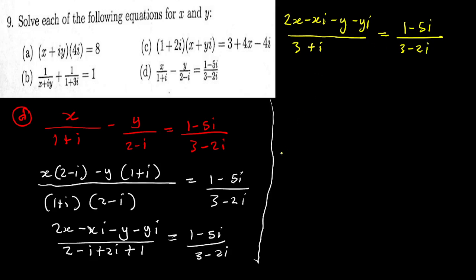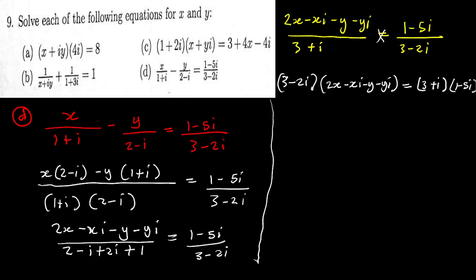At this point, guys, I'm going to solve them just like fractions, but I taught another way you can do it, but this one is the fastest. So you're going to cross multiply, so you're going to say 3 open bracket minus 2i close bracket multiplied by (2x minus xi minus y minus yi) close bracket is equal to (3 plus i) close bracket, then (1 minus 5i). Okay, so this guy is multiplying with this guy.